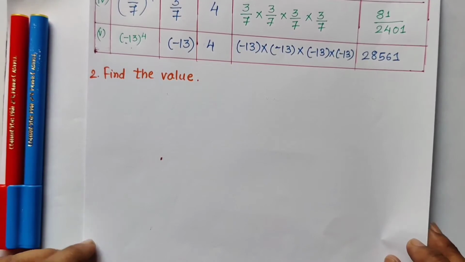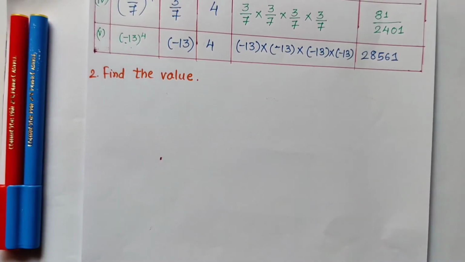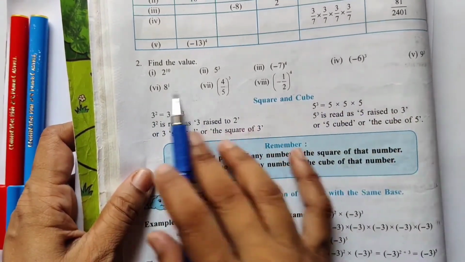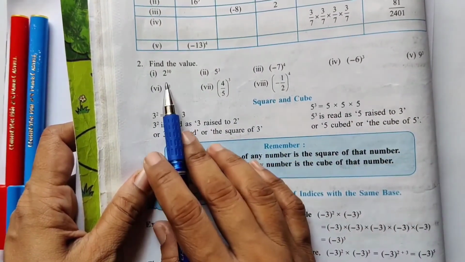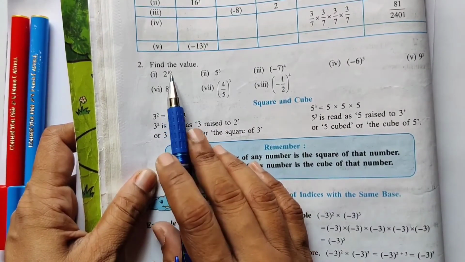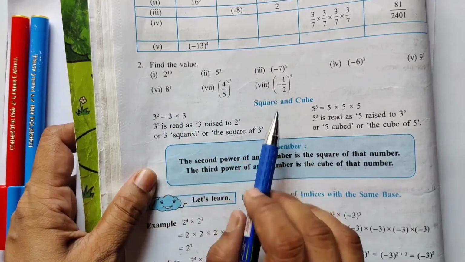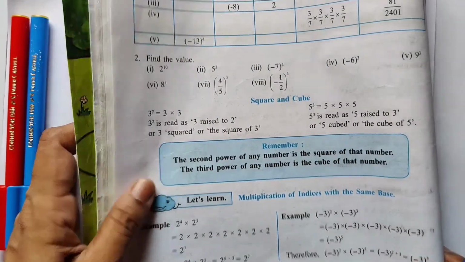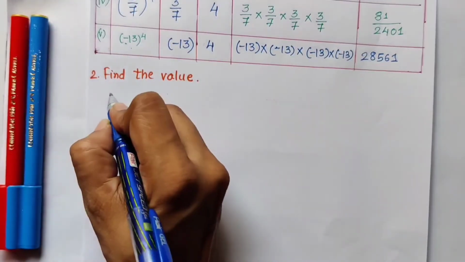Now second question is find the value. We have to find the value. The numbers are given here. Index form is given and you have to find the value. So for finding the value, we first convert the index form into multiplication and then you can find the value. All the sums are very easy. I will show you 1 or 2 sums. So let us solve first sum.